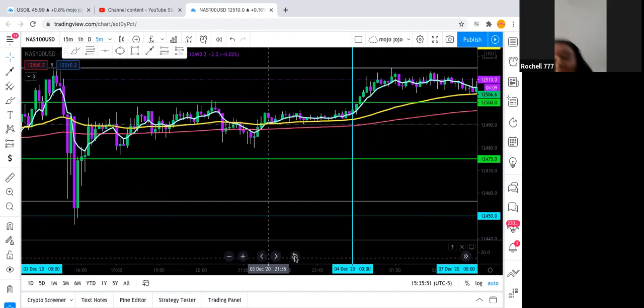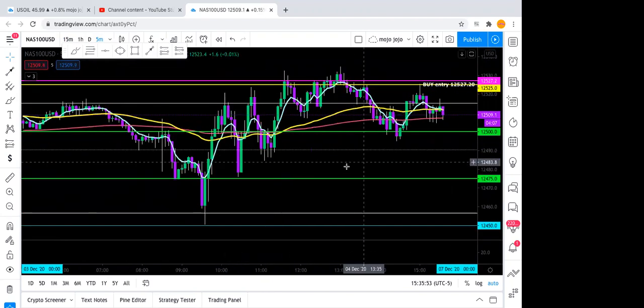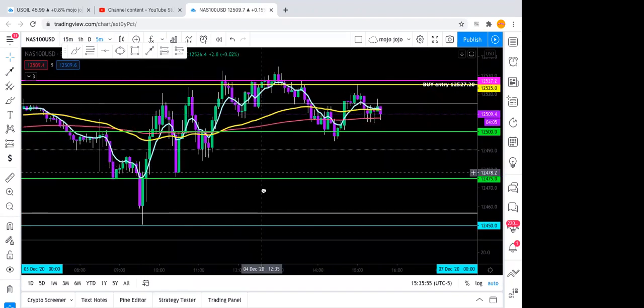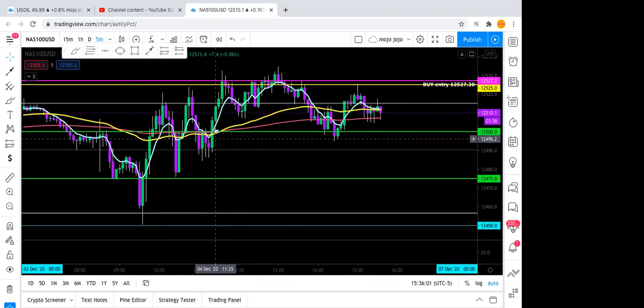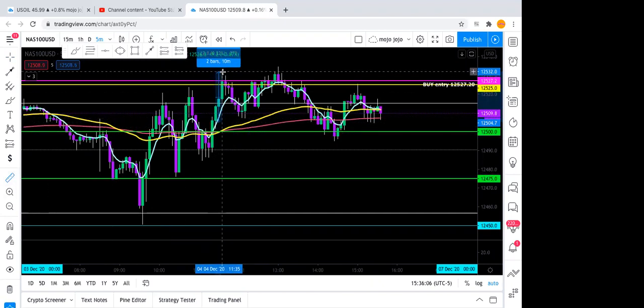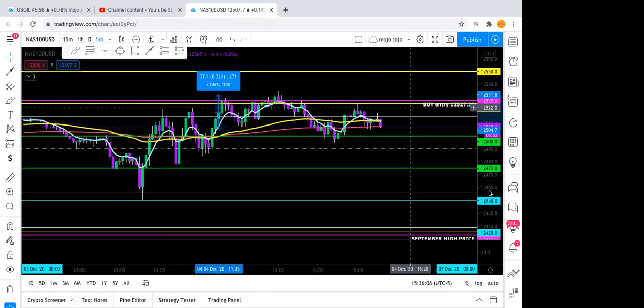Alright, see you on NAS. This is my favorite pair. This is all I trade. Look at this. We got the cross right here. Separation of the 6 and the 55. You take the trade on this candle. Boom. This is a quick scalp. Ping. 27 pips. I'm out.